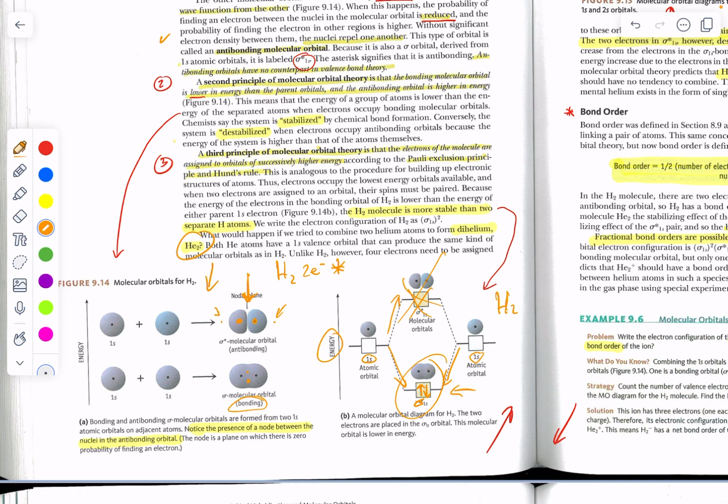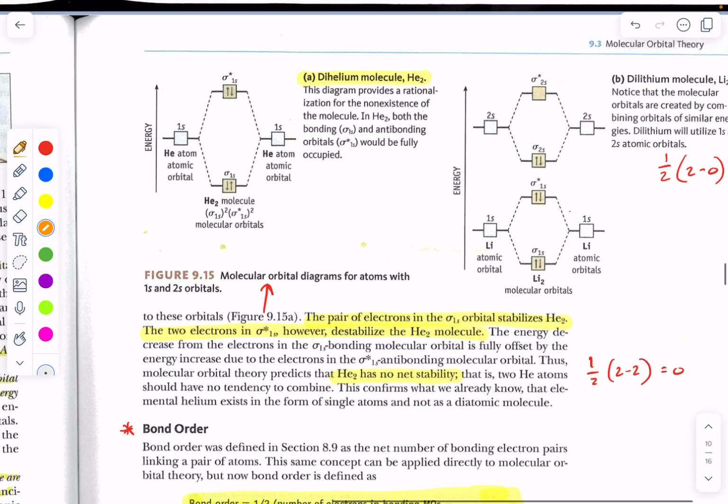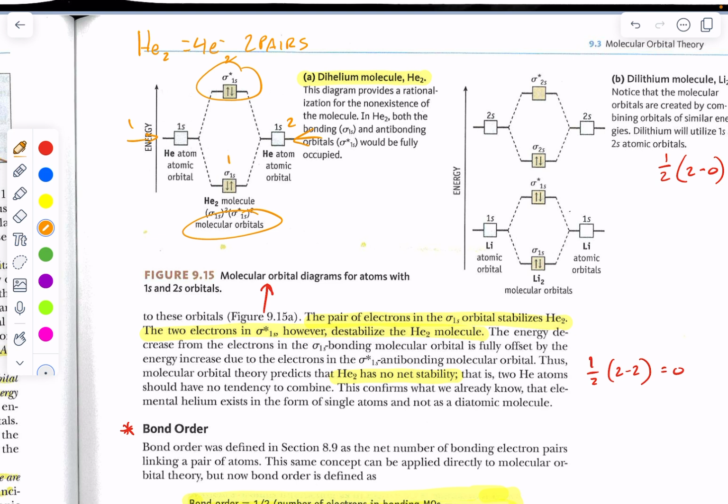Now, we can ask ourselves the question, well, is it possible to have diatomic helium? When we come over here to look at diatomic helium, He2, each helium has 2 electrons, so this is going to be 4 electrons. And that means we're going to have 2 pairs of electrons. We bring in our 1 helium atom, and we bring our other helium atom. These are my 2 atomic orbitals, and they're going to make 2 molecular orbitals, molecular orbital 1, molecular orbital 2. The bonding is at a lower energy level, meaning more stable. The antibonding is at a higher energy level, meaning less stable.